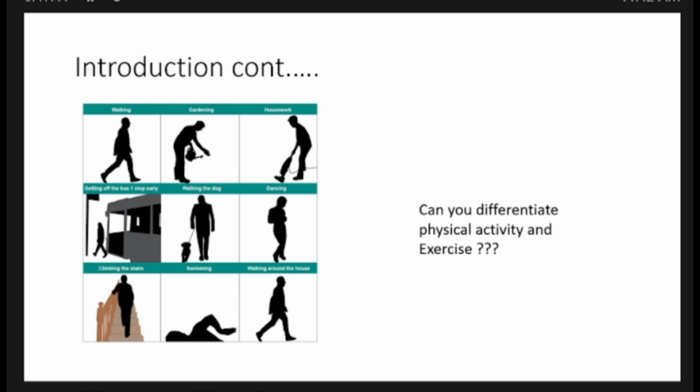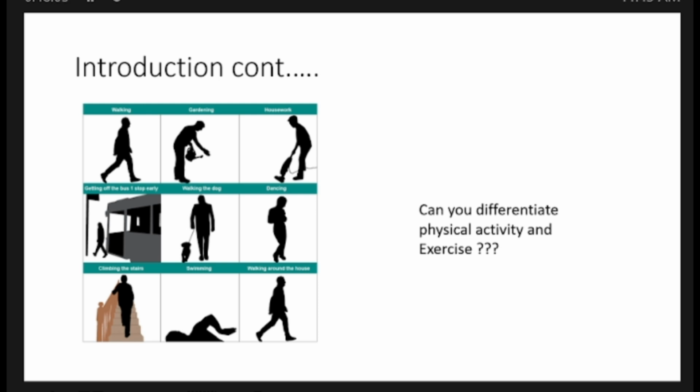Fifth one is walking with the dog. That depends on your dog. If it is very obedient, it is a kind of exercise. If not, it is physical activity. Dancing is the same. The dancer per se thinks it is exercise, but the ones who are watching can decide whether it is exercise or physical activity.